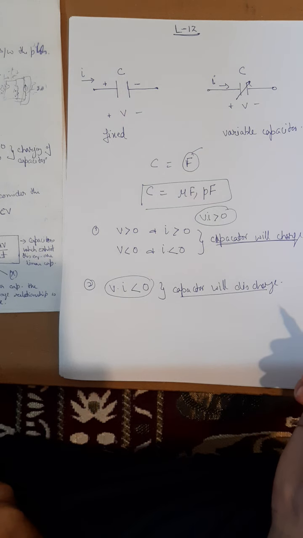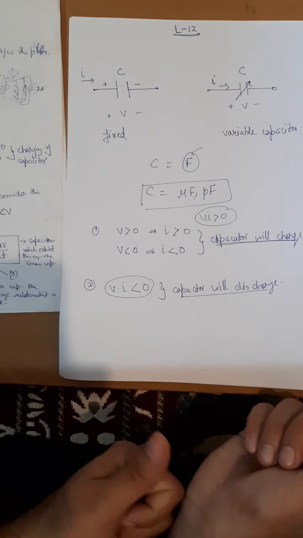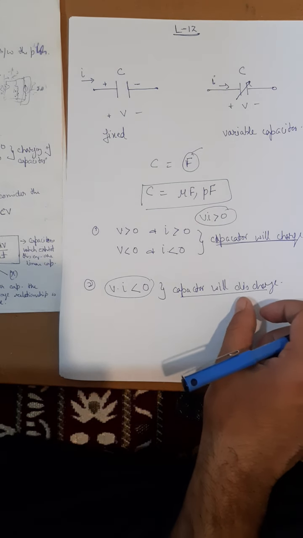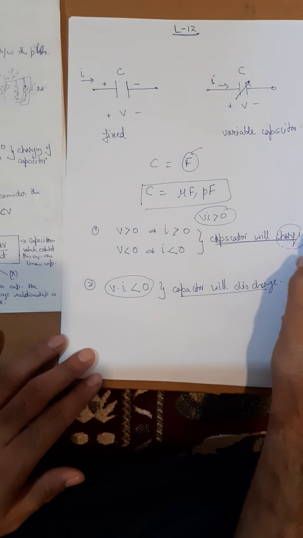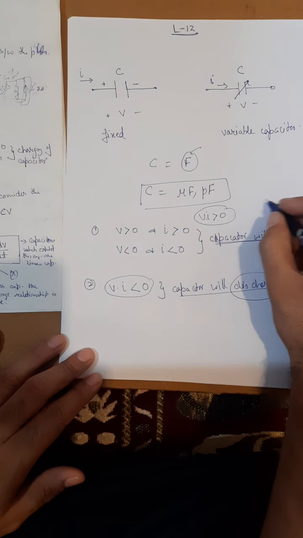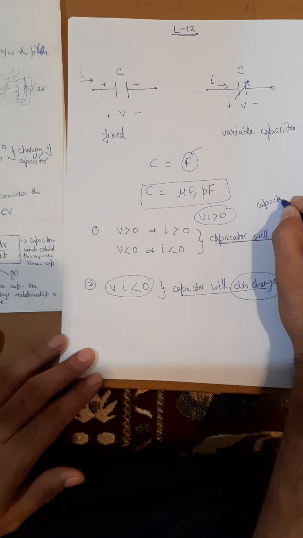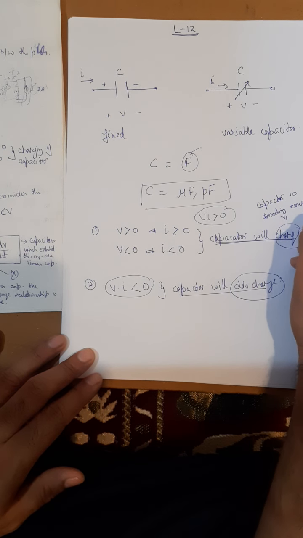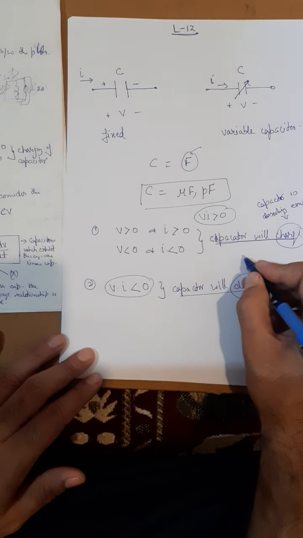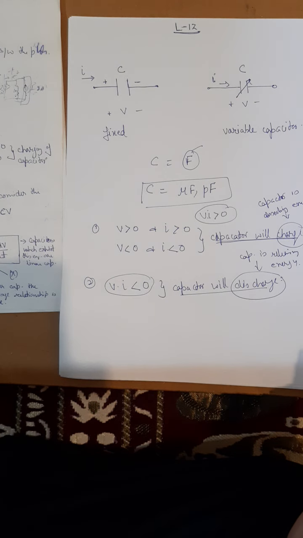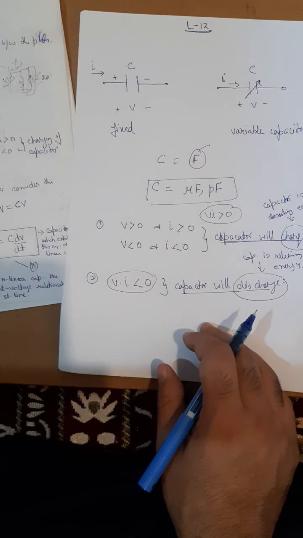What do you mean by discharge? By discharge, we mean that the capacitor is now supplying power, or capacitor is now releasing energy. Charging means absorbing energy. Discharging means releasing energy. Charging means capacitor is absorbing energy, and discharging means capacitor is releasing energy.